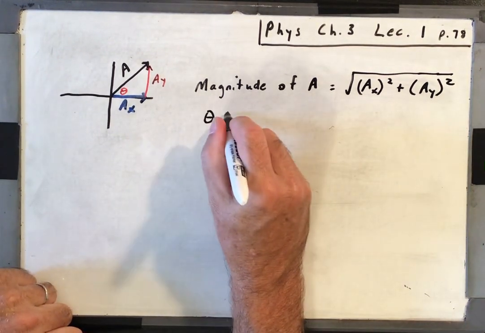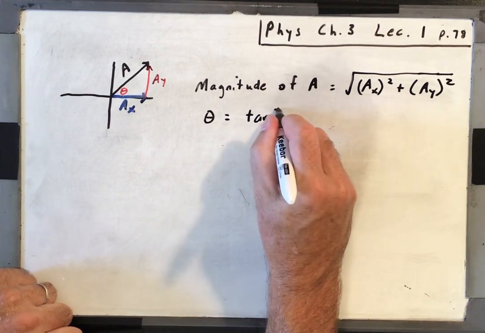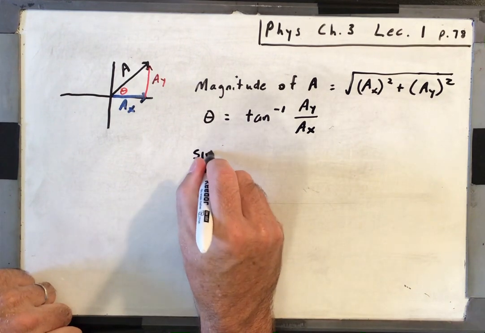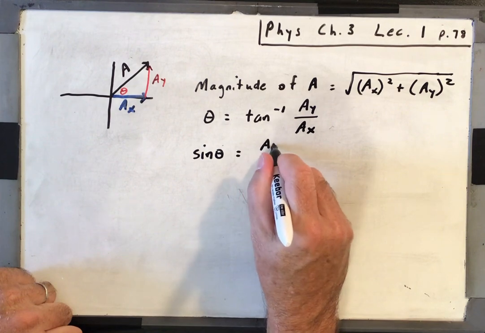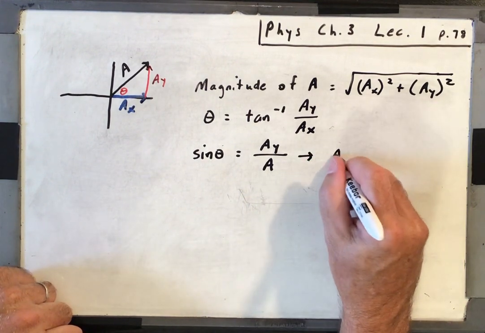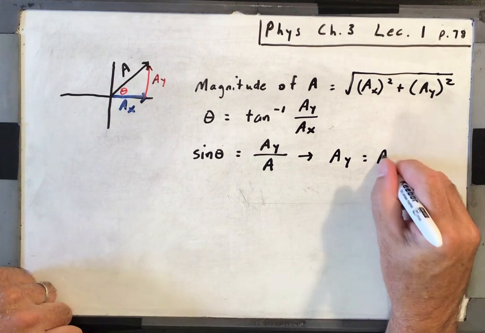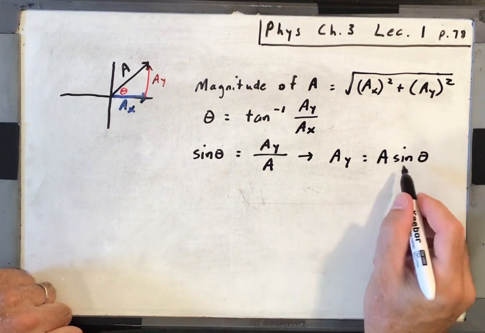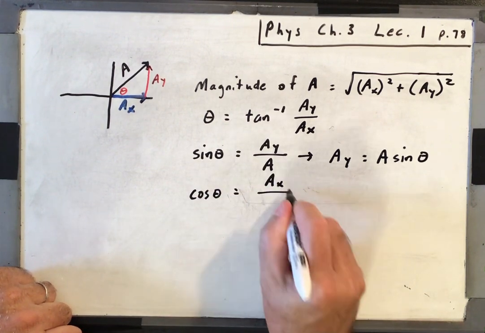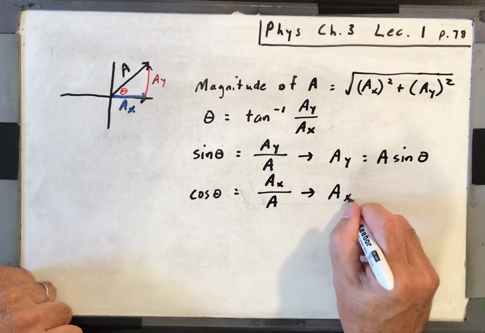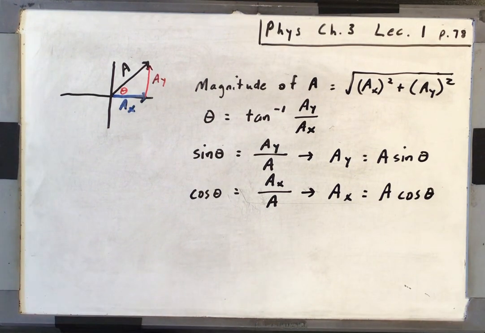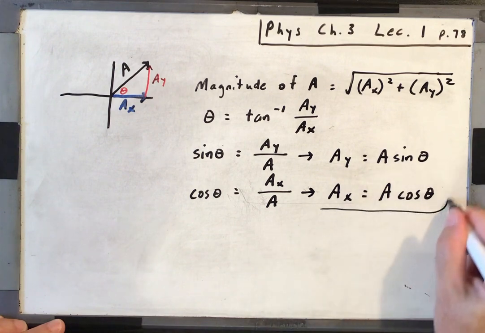If you want to get the direction angle, that's going to be inverse tangent of A sub y over A sub x. Now we know that with SOHCAHTOA, sine theta is going to be A sub y, the opposite of theta, over the hypotenuse A. So solving for A sub y, if you want to get the y component, you bring that A out front, so it's A sine theta. Just try to remember that y goes with sine. And then cosine theta is equal to A sub x over A, so A sub x is going to be A cosine theta. Cosine goes with x. Again, you're going to use all of these a lot.